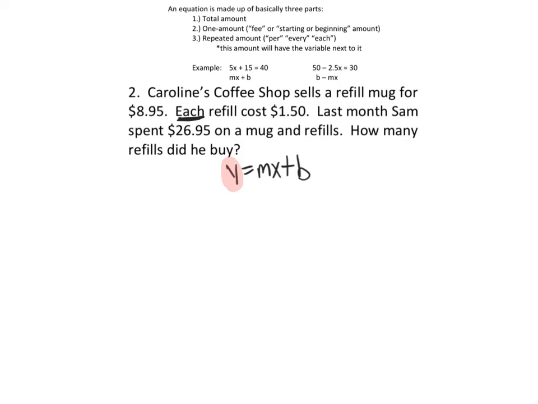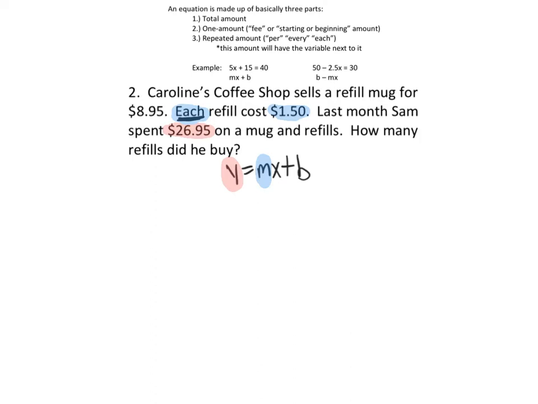So y is the total. It says right here, spent $26.95 last month. Next thing I'm going to look at is the thing that happens multiple times or more than once. That is told by each, every, or per. So each refill cost $1.50.